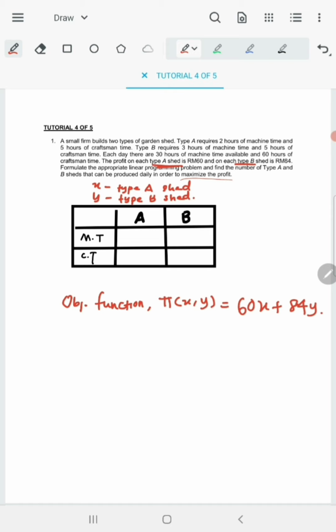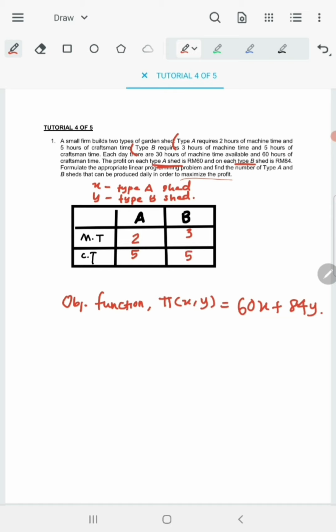Okay, now from the sentence we bring it out into a table because we want to make it easy to form the inequalities. Starting from this sentence, we know that type A requires 2 hours of machine time and 5 hours of craftsman time, and then type B, 3 hours of machine time and 5 hours of craftsman time.